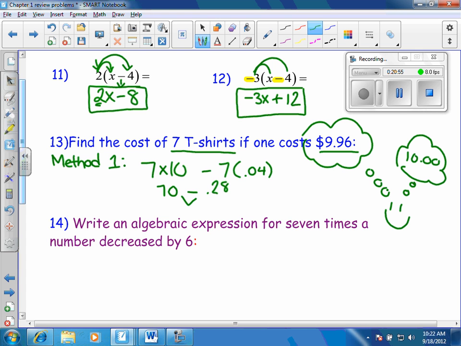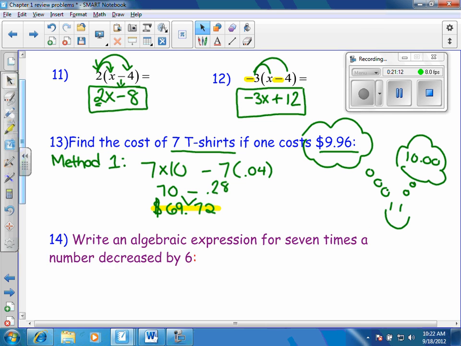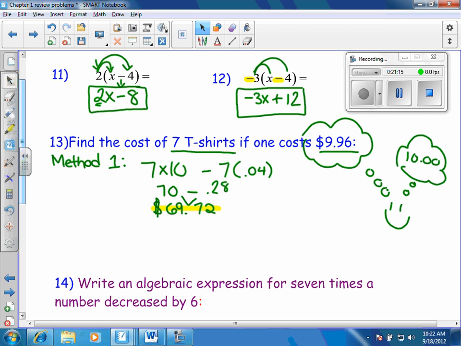So what would your final answer be? It must be 69 something, right? Yes, 69.72, don't forget your units, $ sign. And that's your answer right here. That's one method that works really nice. Anybody do it differently? Skylar?